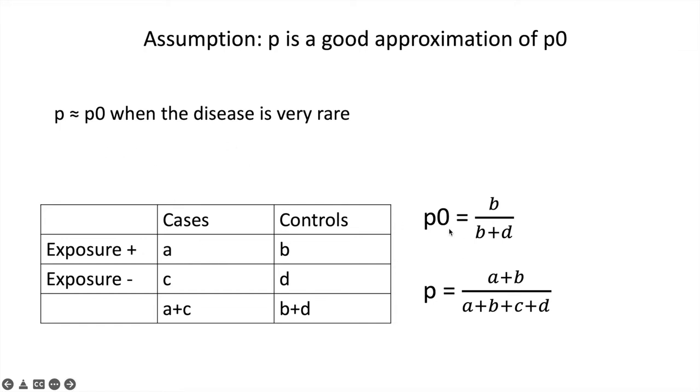And to get into why P naught and P are pretty equivalent, P naught here, the proportion of controls that are exposed, is B over B plus D, and P is the overall exposure, so everyone who is exposed, A and B, over everyone, so A, B, C, and D. But if the disease is super rare, then A and C are negligible in comparison to B and D, so we can almost cross out A and C, and we're left with B over B plus D. So most of the time in a case control study, we can make this assumption that P and P naught are very similar, at least for the sake of sample size calculations.